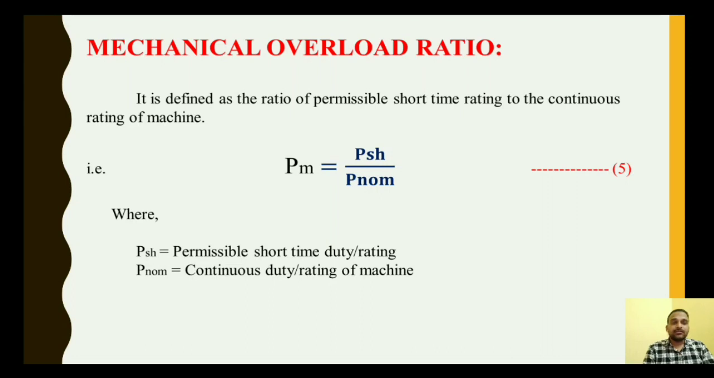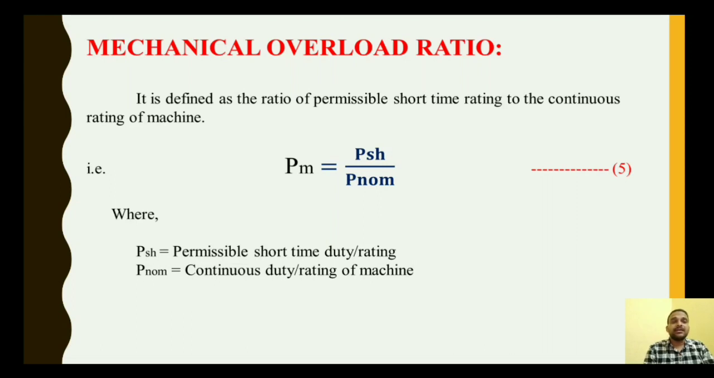That is, the mechanical overload ratio is defined as the ratio of the permissible short time rating. Permissible short time rating means the rating represented by P. P is nothing but the active power, we can say P stands for the active power, and any machine has active power, that is represented as the heat loss, we can say.